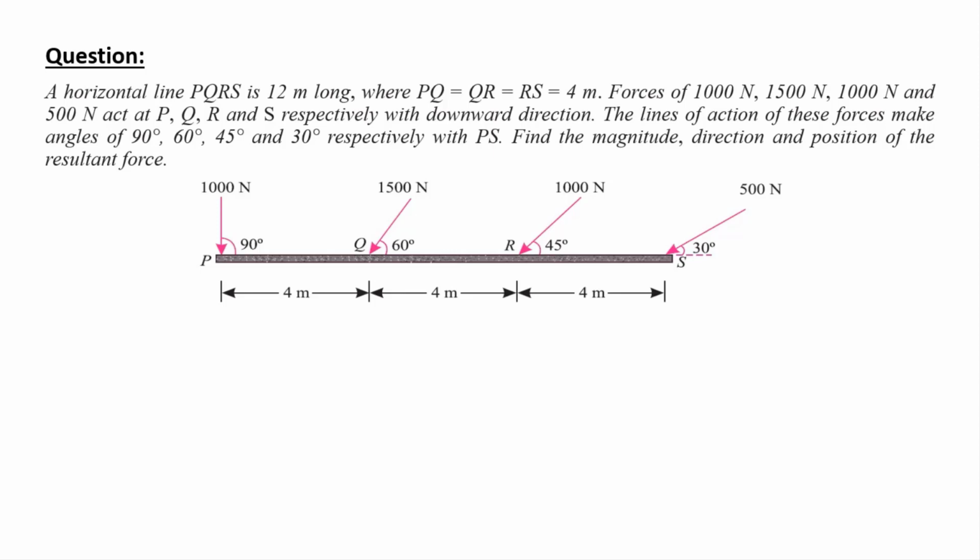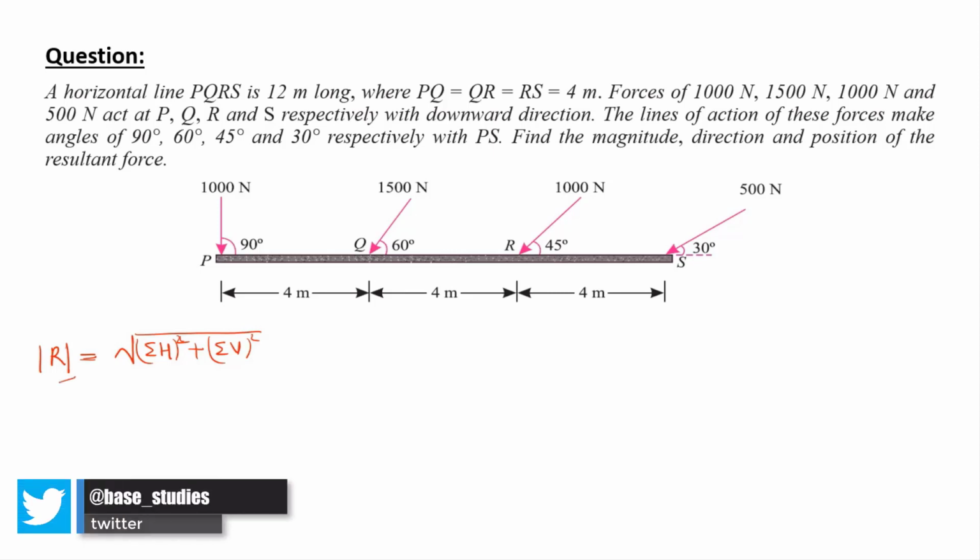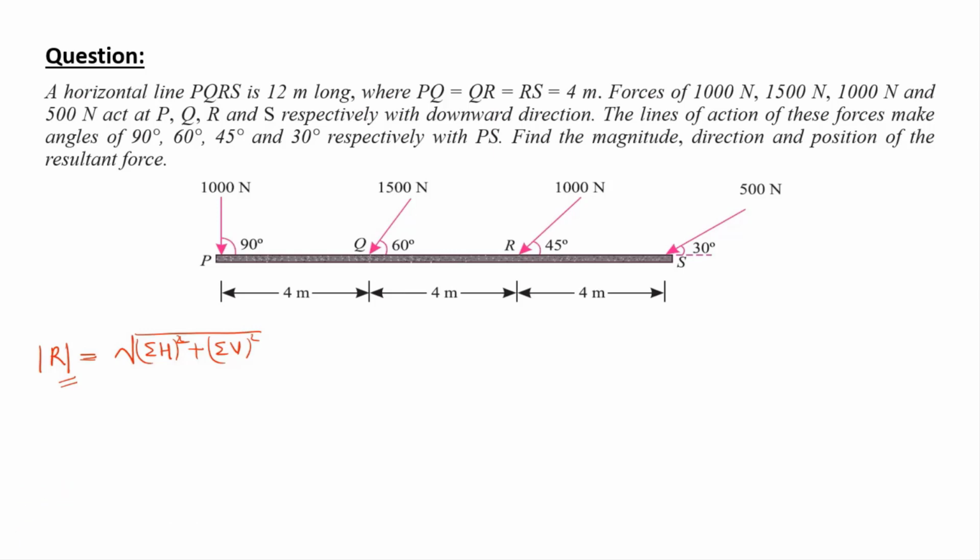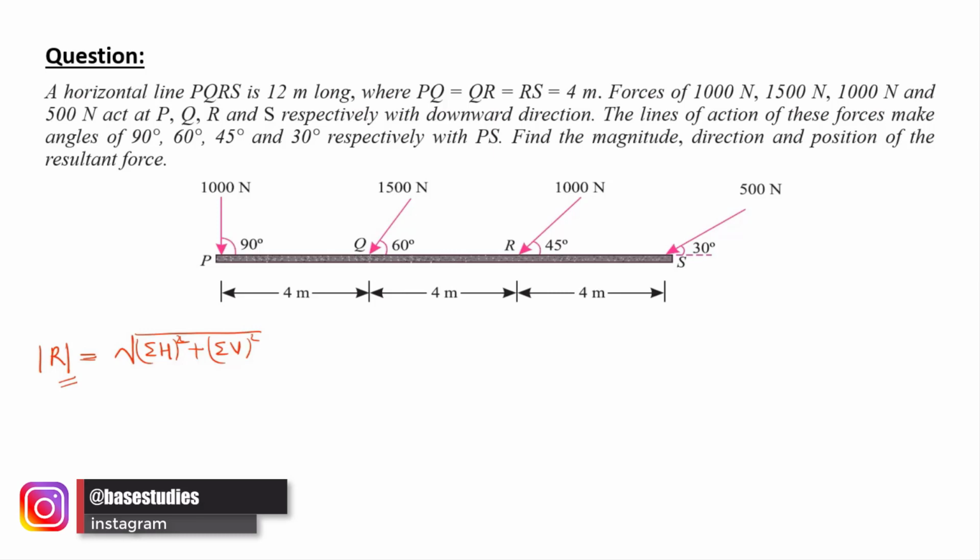So first we have to find out the magnitude of the resultant force, which is given by under root of sigma H square plus sigma V square. Now we have to resolve all the forces into two components, horizontal and vertical component, and then take the algebraic sum of the vertical forces and horizontal forces, and then put those values into this formula to get the magnitude of the resultant force.